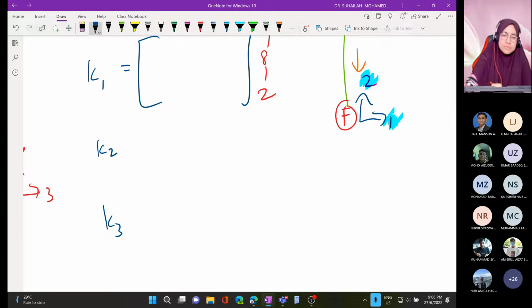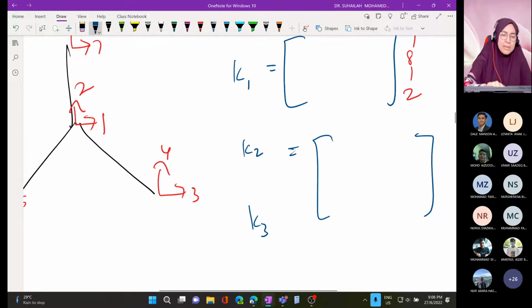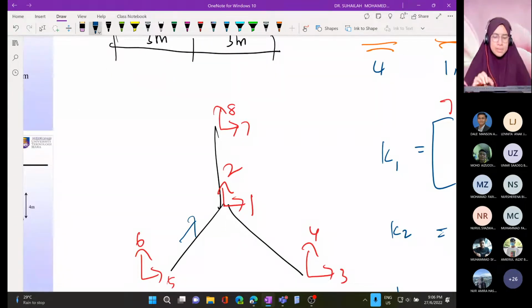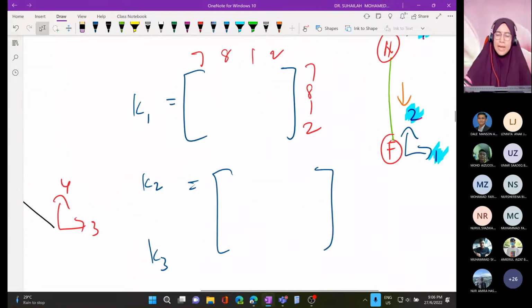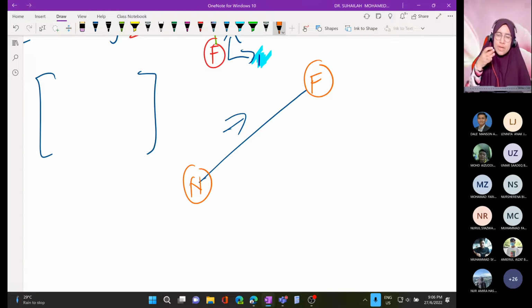Okay, K2. The same, it is 4 by 4. Where is element number 2? Element number 2 is this one, and the arrow is like this. Because the arrow is moving towards the far end, this will be far and this will be near. For each near and far, there are degrees of freedom.